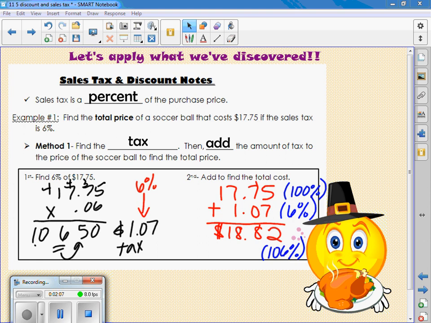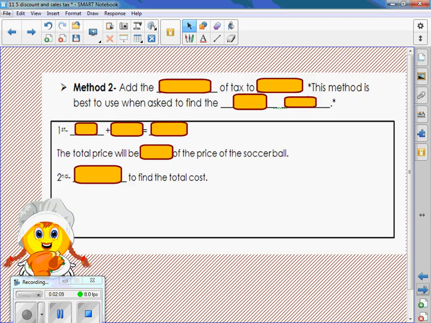Okay, so now there is another method that you could use to find the total cost, and that would be to just find 106% of the cost of the soccer ball. Okay, because on the previous slide we talked about that $18.82 represents 106%, right? With 100% being $17.75, tax being 6%. So you could add the percent of tax to 100%. And this is the best method to use when you're asked to find the total cost.